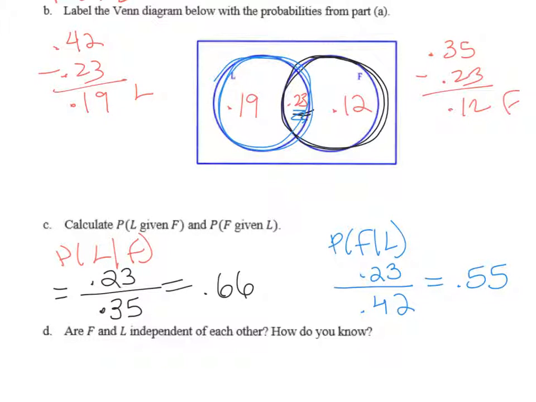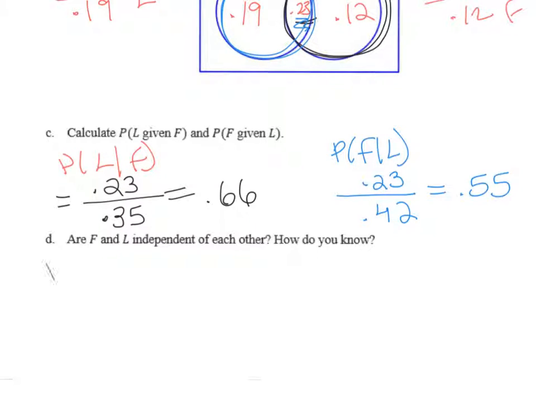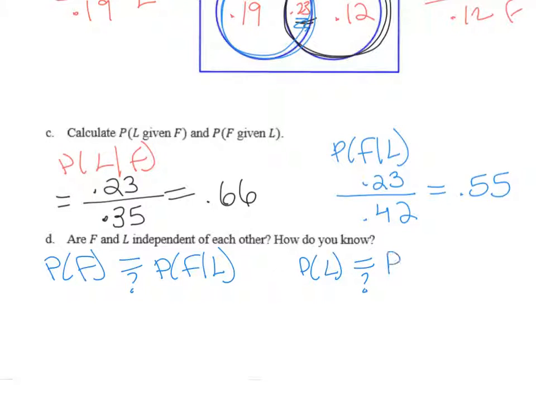So now, are F and L independent? You have to mathematically show that they would be independent or not independent. So we have two choices. You can either show that the probability of F is equal or not equal, so we're going to say question mark, to the probability of F given L, or you can show the probability of L may be equal or not equal to the probability of L given F. Either one will work. If they're not equal, they are not independent. If they are equal, they would be independent.